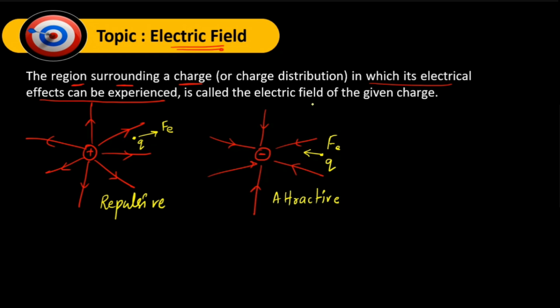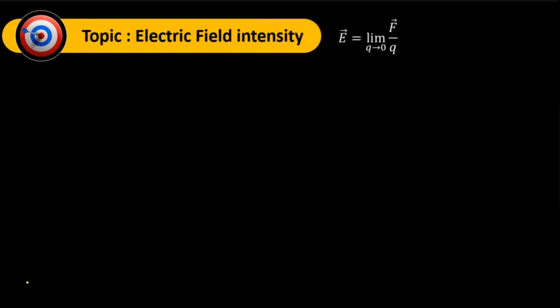So it is called the electric field of the given charge. Electric field is always defined for a single charge or even multiple charges, but you can say electric field is defined for charge only. Now the question is how can we find this electric field? What is the magnitude of electric field? What is the formula of electric field?